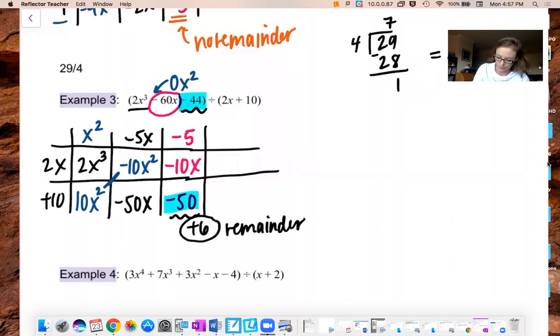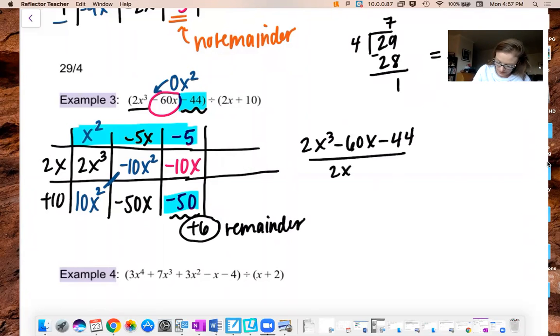So this division problem, remember your original answer is on top up here. And then we have a remainder of 6. And we're going to write it the same way we did with that other one. So we have this 2x cubed minus 60x minus 44 over this 2x plus 10 equals x squared minus 5x minus 5.